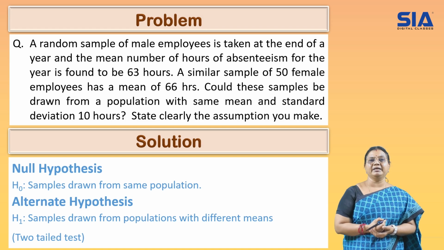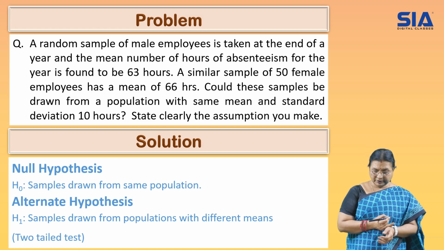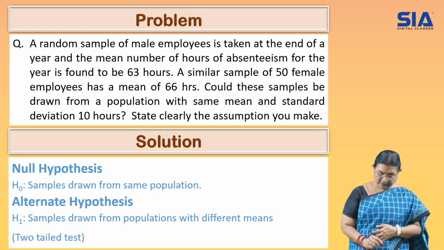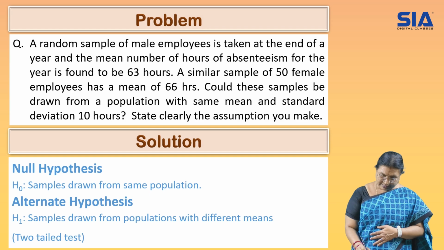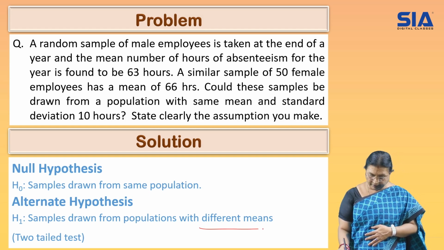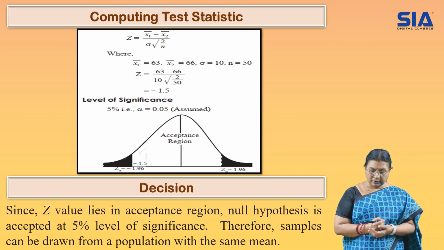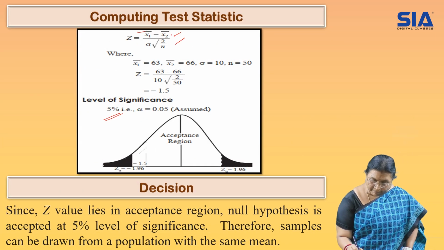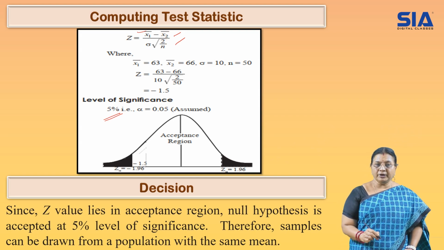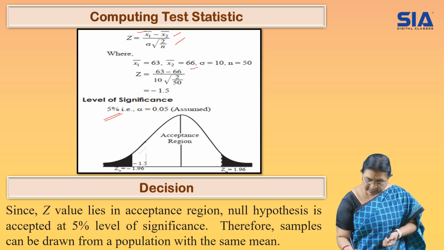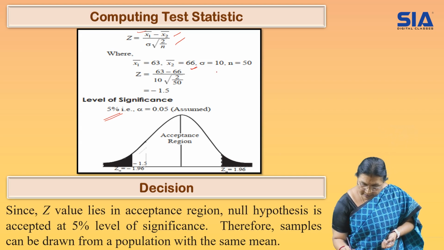First we have to develop the assumption, that is the hypothesis. The null hypothesis is that the samples are drawn from the same population. The alternate hypothesis is that the samples are drawn from populations with different means. It is a two-tailed test. Then computing, this is the formula given: Z equals x1 bar minus x2 bar divided by standard deviation into root of 2 by n. Here x1 is 63, that is male, x2 is 66, that is female. The standard deviation is 10, and the sample size is 50.